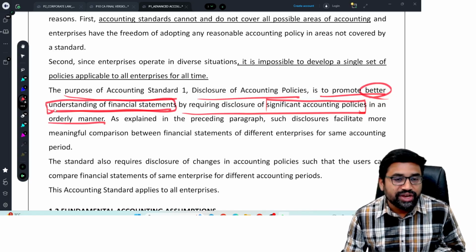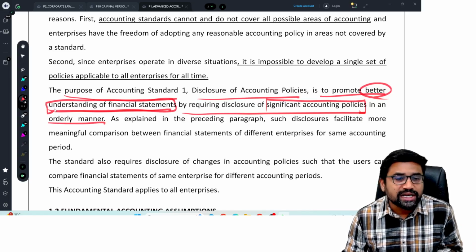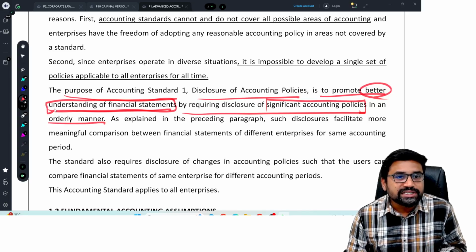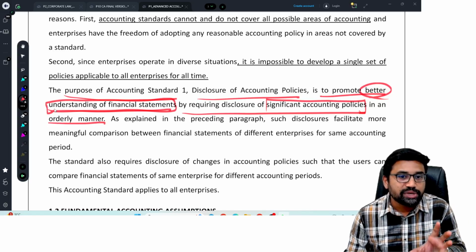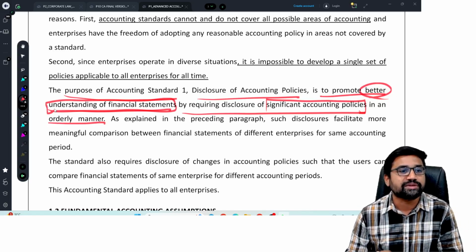So the main object of AS 1 is to promote better understanding of financial statements. How can you promote better understanding of financial statements? By just disclosing what policies, what principles and methods you are following. Just disclose it so that users will understand, oh, this company has followed these principles and prepared financial statements.